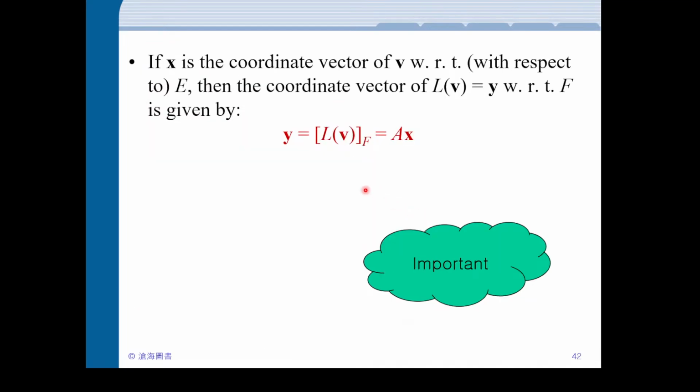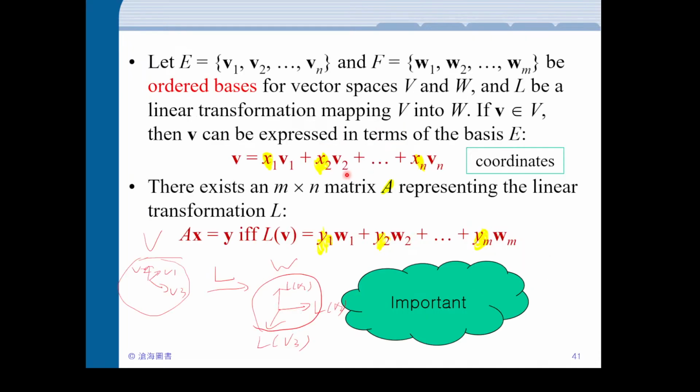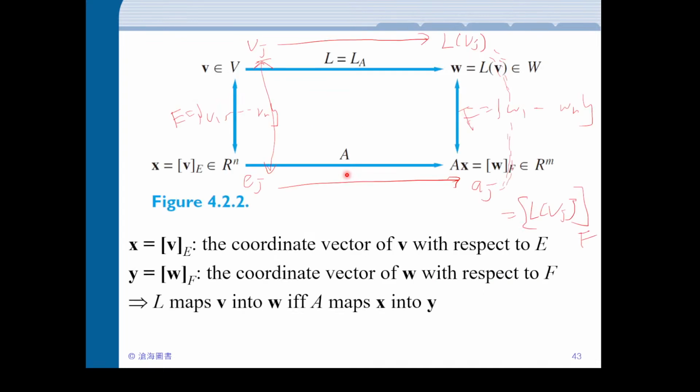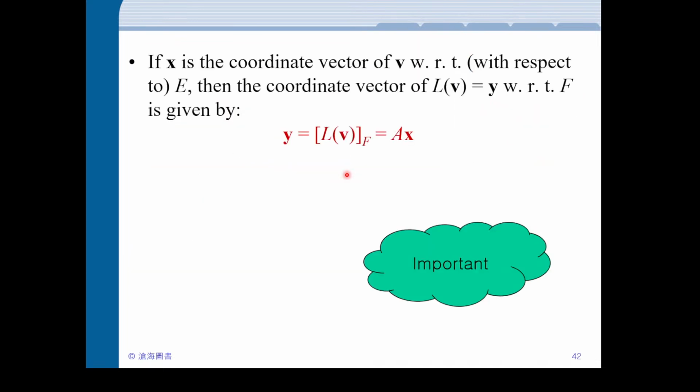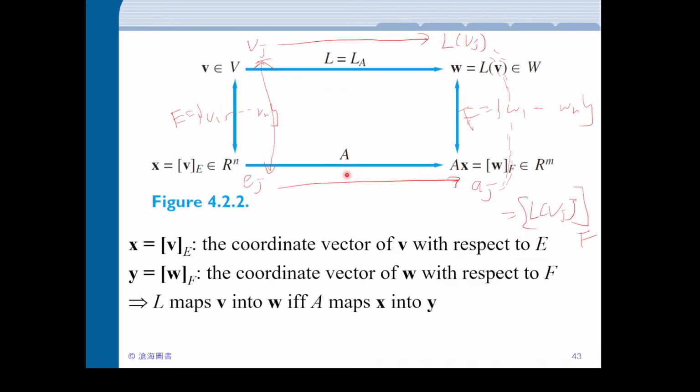Okay. And as we said, Y is given by L of V, the coordinate of L of V in terms of this basis F. So Y equal to L of V, and let's see this in a picture. I guess there is a bit too much drawing, so let's not look at the handwritten part first. Let's read the non-handwritten part first.